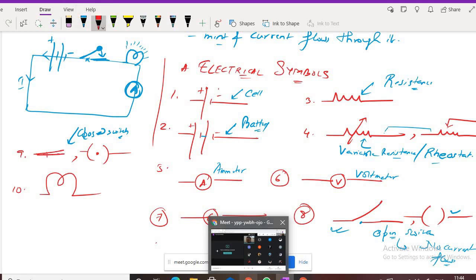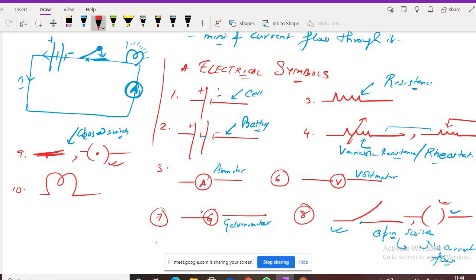It's a straight line, like this. This joint is a closed switch. Generally we use this one: one bracket with one full stop is a closed switch, and one bracket with nothing is an open switch. Now this is the symbol of a bulb.